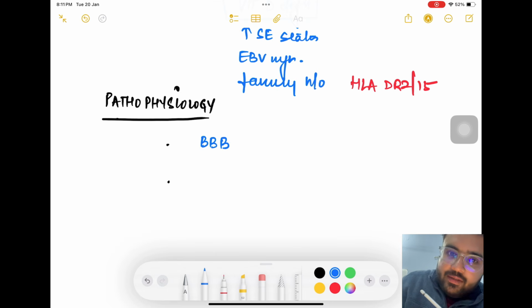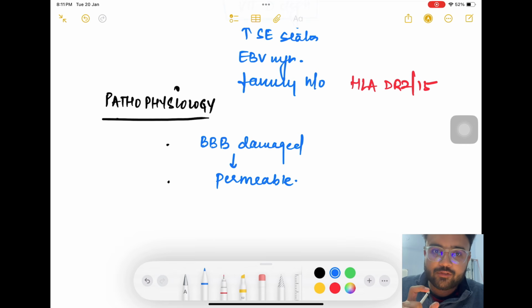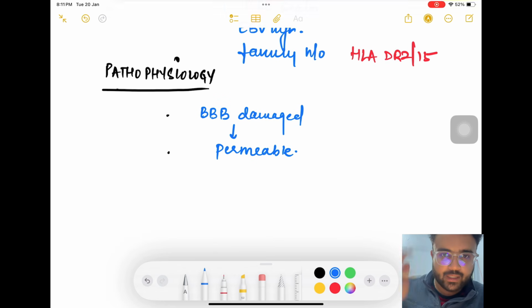Pathophysiology: the first step is damage to the blood-brain barrier. So the blood-brain barrier is damaged, and therefore it becomes permeable to B cells and T cells. We all know the blood-brain barrier is formed by the foot processes of astrocytes as well as the endothelial cells of the blood vessels. So when this is lost, cell movement can occur.